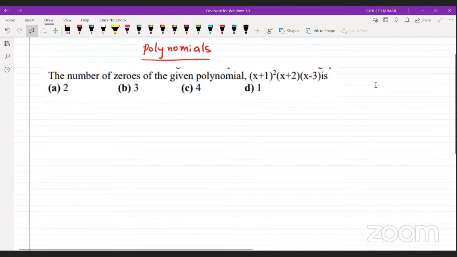So this is the first one. The number of zeros of the given polynomial. So can you say which is the correct answer? The number of zeros of the given polynomial. You can send the answer through chat.